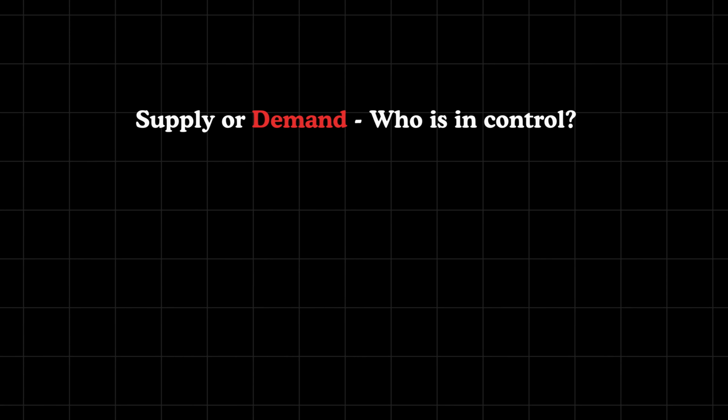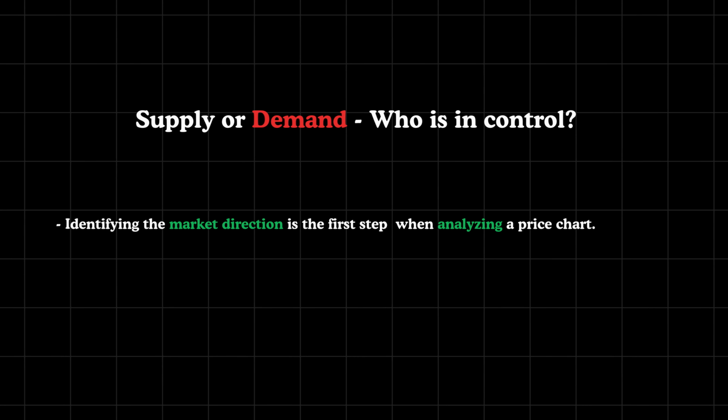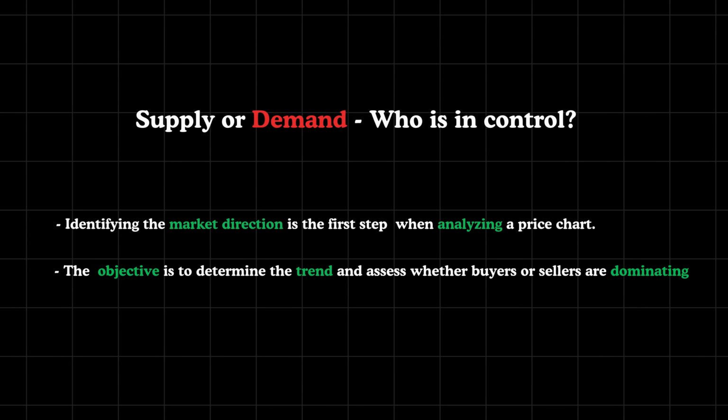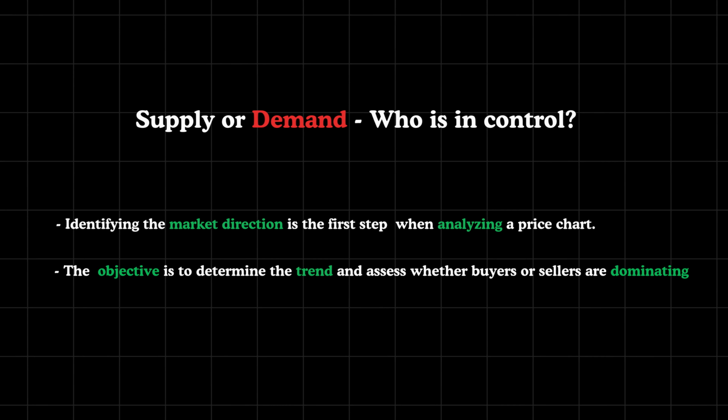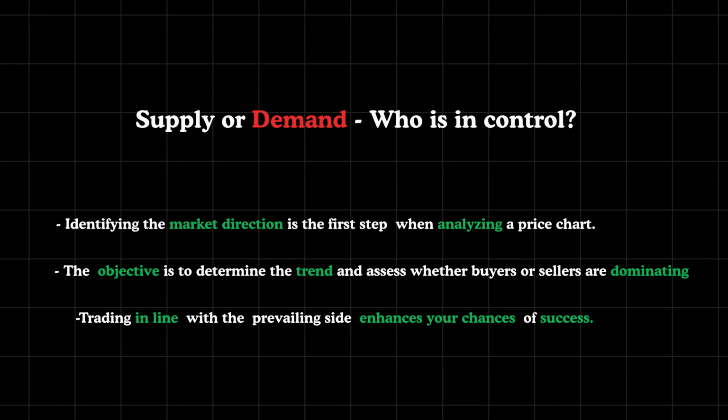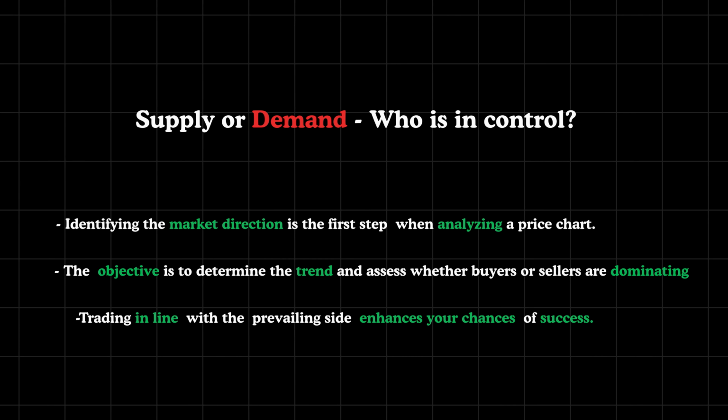Supply or demand, who's in control? Identifying market direction is the first step when analyzing a price chart. The objective is to determine the trend and assess whether buyers or sellers are dominating. Trading in line with the prevailing side enhances your chances of success. So, how does this system function?